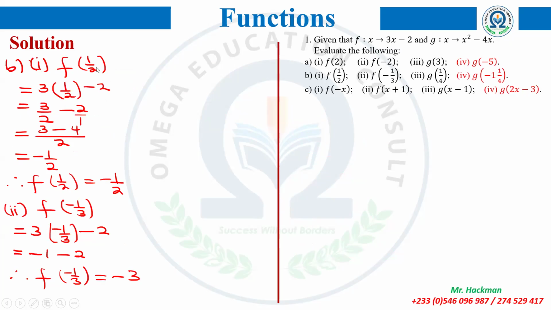So the next one, this is what we have. (b)(i), f of half. The values are not pretty, but you can still work with them. So f of half means wherever I see x in f of x, it is now half. So this x here is half. So it will be 3 times half and minus 2. Check if you can reduce before multiplying. We can reduce.